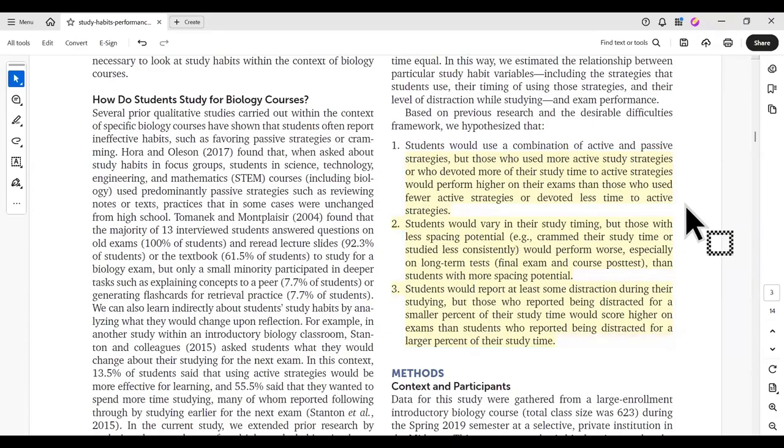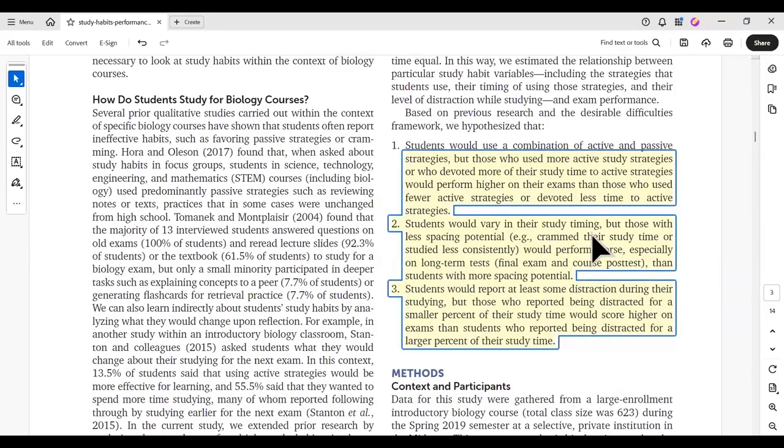Right. So is this a one-tailed or a two-tailed hypothesis test? It's a one-tailed. They want to see if exam scores are higher when students use active study strategies. Second, that students would have different study times, but those cramming their study time together would not perform as well as students who spaced out their learning.